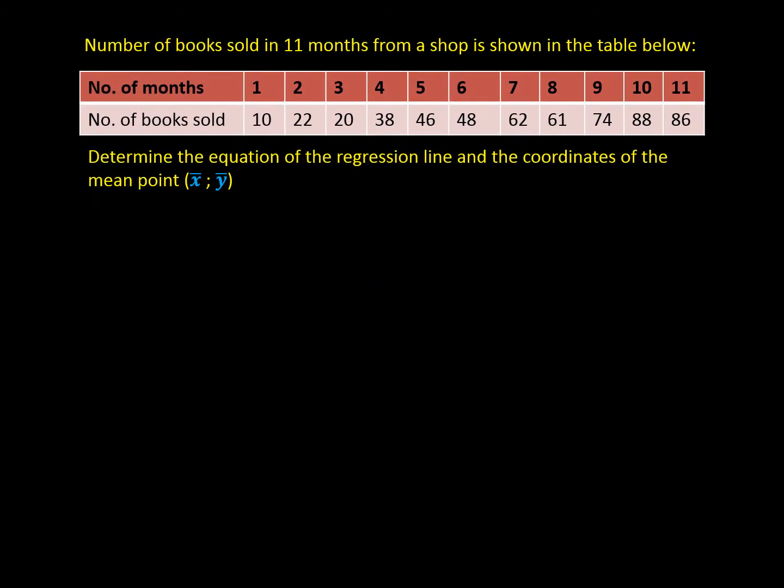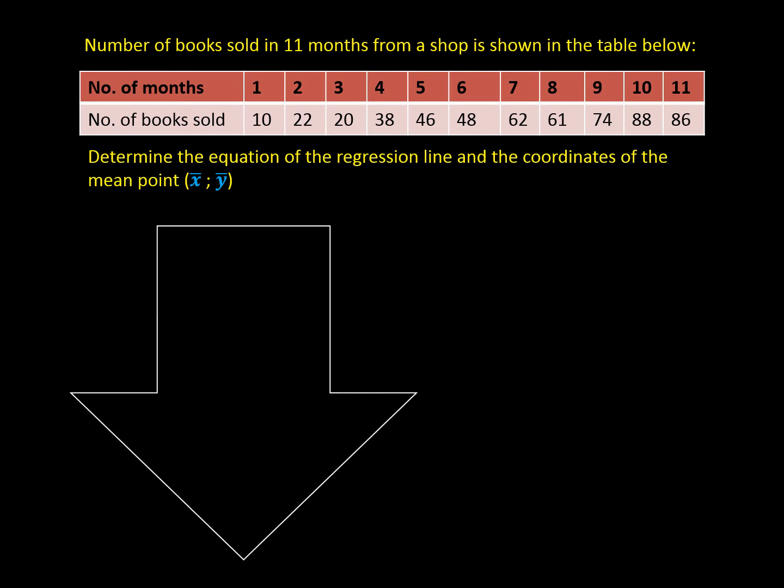Look at the question. Number of books sold in 11 months from a shop is shown in the table below. The table is very clear. 11 months. Determine the equation of the regression line and the coordinates of the mean point. The mean point meaning x bar and y bar. Using the calculator again, but here it's a small difference. Mode, stat, then you press number 2.